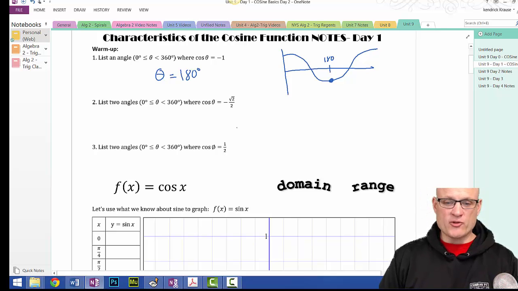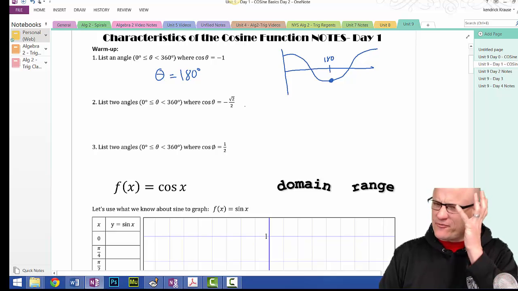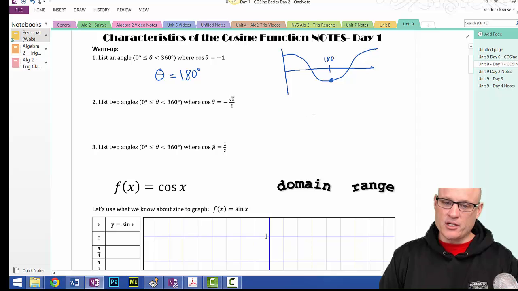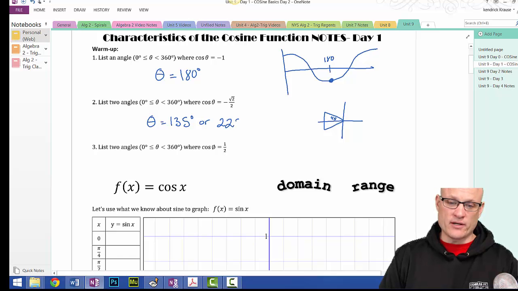Square root of 2 over 2, 45 degrees. Every time I see the square root of 2 over 2, that's 45 degrees. But cosine is negative in the second and third quadrants. And I have a reference angle of 45 degrees. So in the second quadrant, theta is 135 degrees. Or in the third quadrant, theta would be 225 degrees.